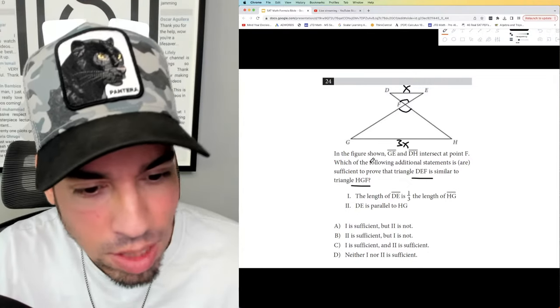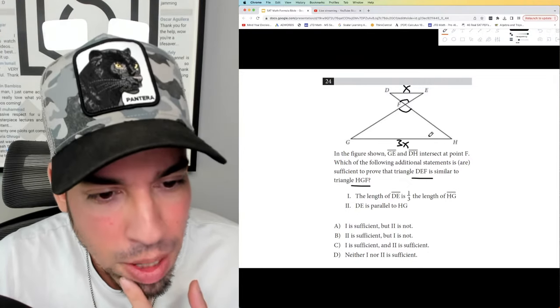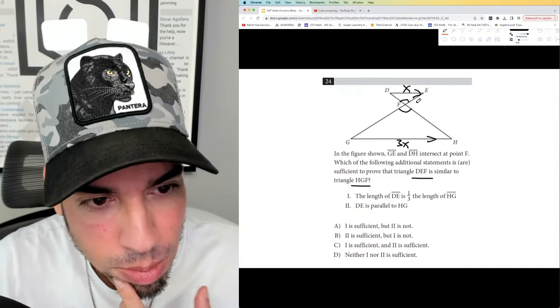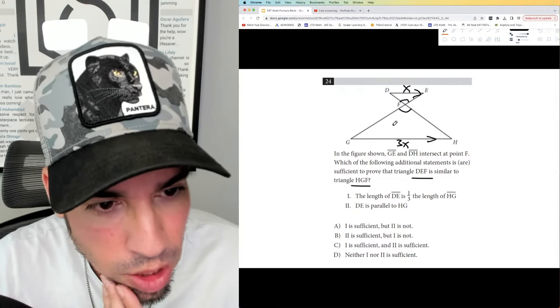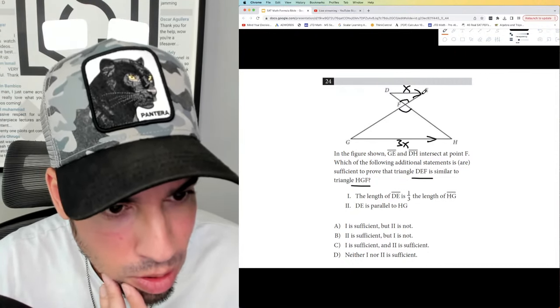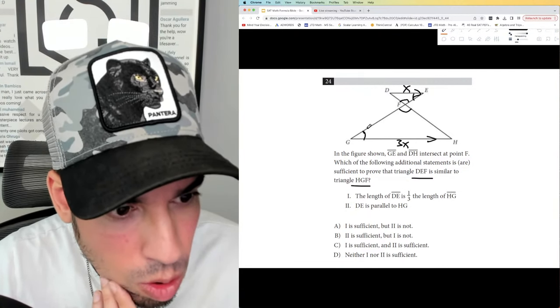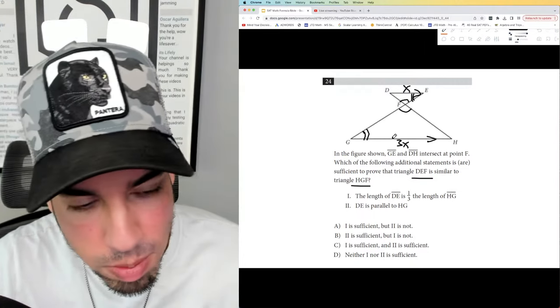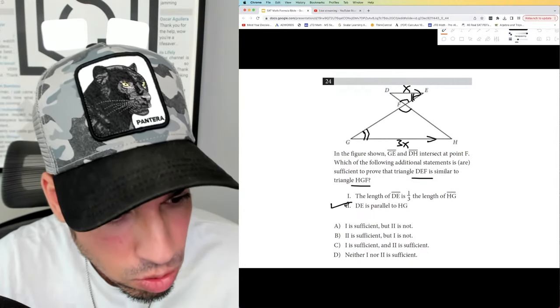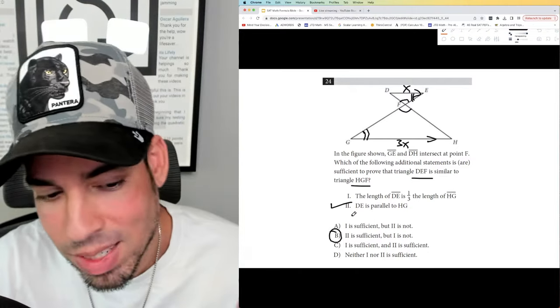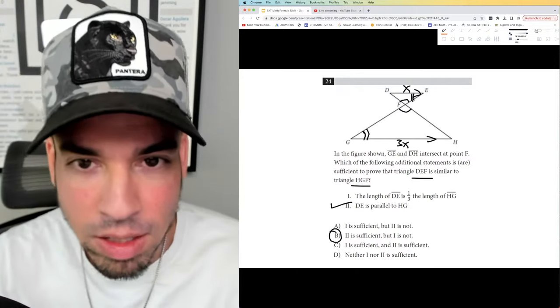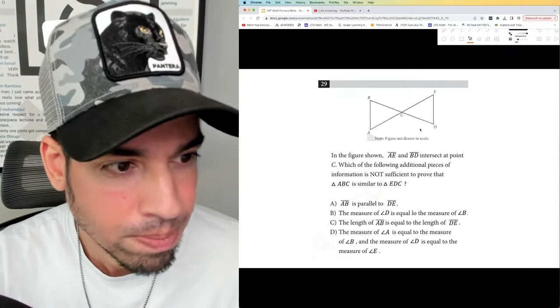With this side up here, that's no good. But with the parallel situation, that's legend. Because if those are parallel, this is a nice transversal. We got some congruent angles here as well. Alternate interior angles. That gives me my angle-angle similarity. So this is the winner. Two is sufficient. I would say one is not. That's how you do it. Done. All right, let's move on.